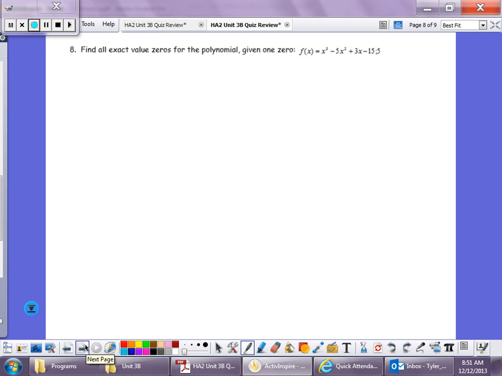So for number 8, you do the same thing. Make sure it's in standard form, which it is. Your k value is 5. Remember, if your k value is 5, you know you have a factor, x minus 5.